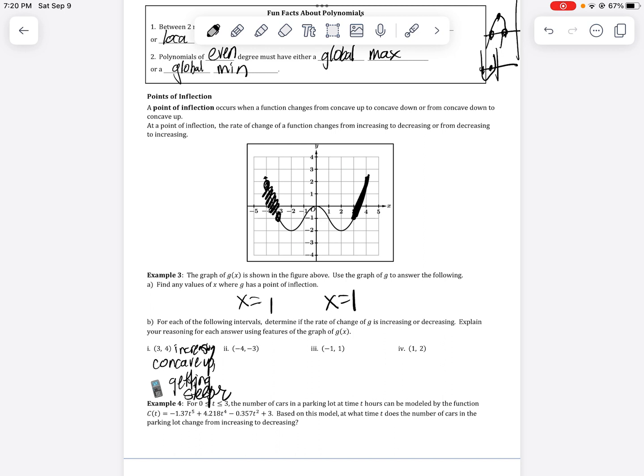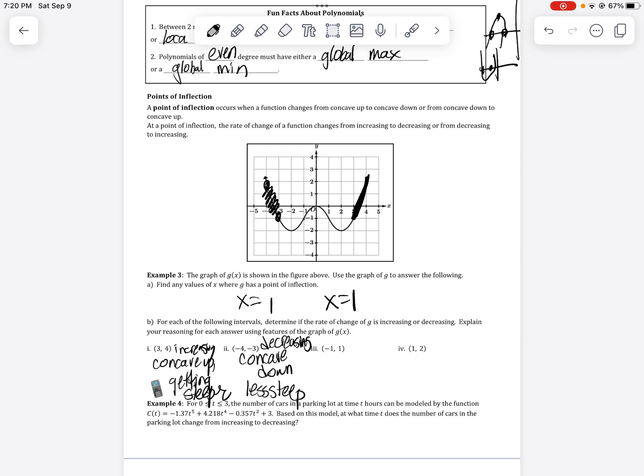So from -4 to -3. Well, what is this? It's concave down. So it has to be slowing down. So it is decreasing. And again, that seems weird because it's steep, but it's becoming less negative there. It's getting less steep.